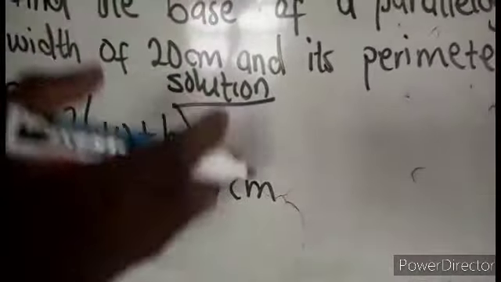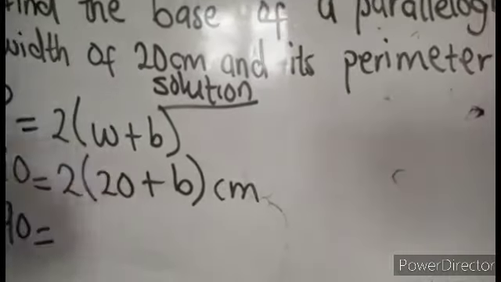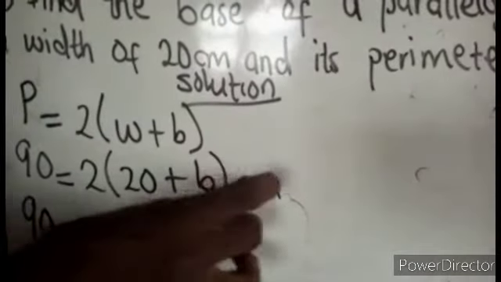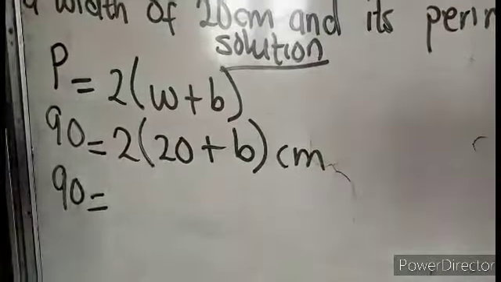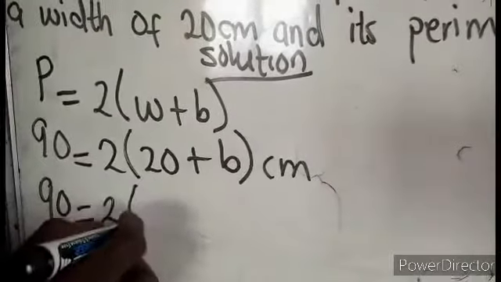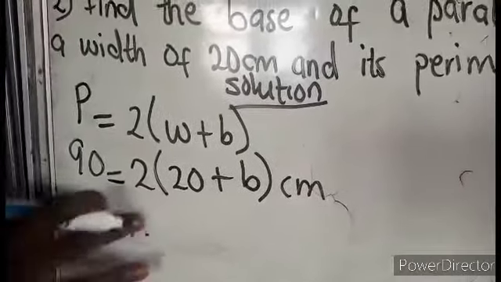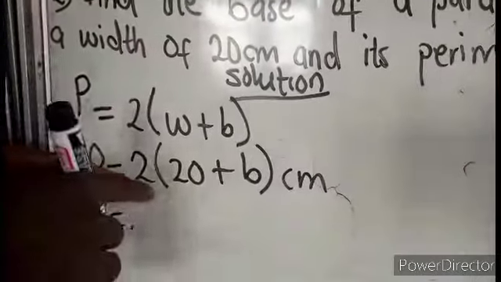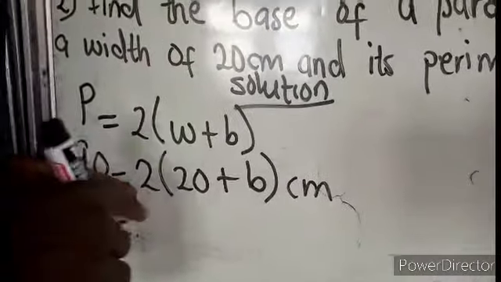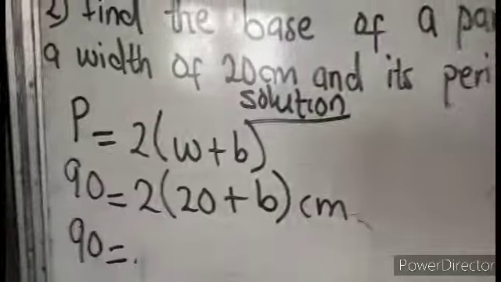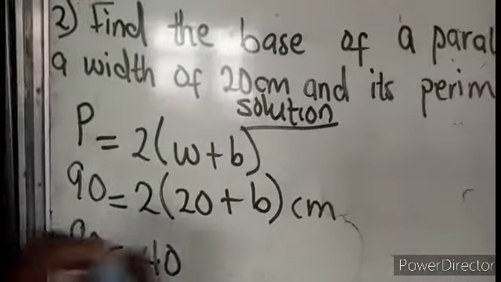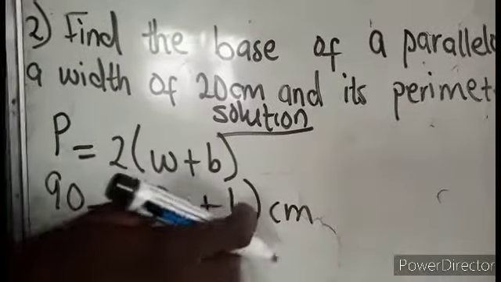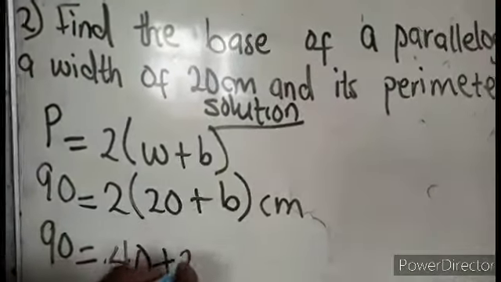Equals to. Now we are going to be using this value here to open this bracket. So before that, we want to open this bracket, so let's multiply. Since bracket means multiply, 2 times 20 should give us 40, plus 2 times B, we have what?